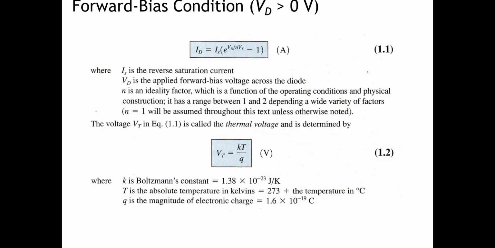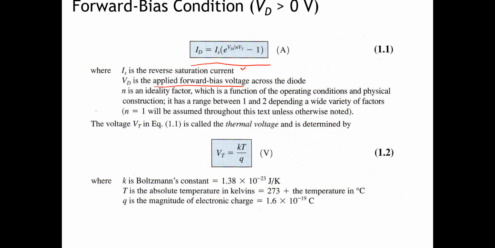So how do we calculate the diode current? We can use this equation: ID = Is (e^(Vd/(N Vt)) - 1). Is is the reverse saturation current, Vd is the applied forward bias voltage, and N is the ideality factor.